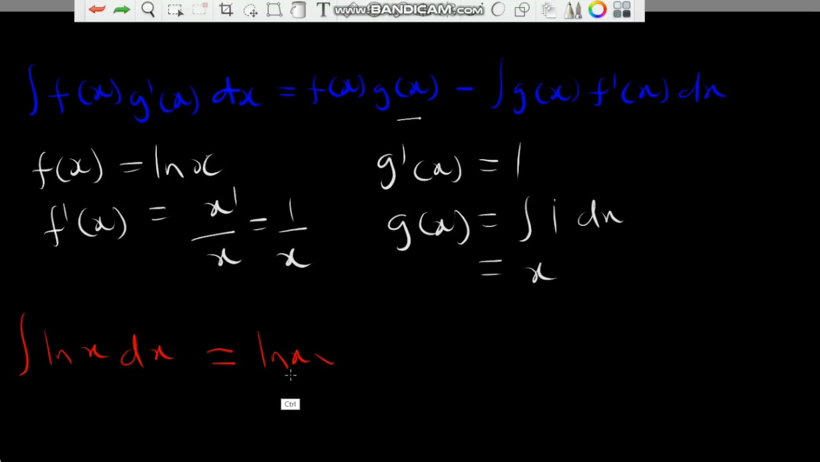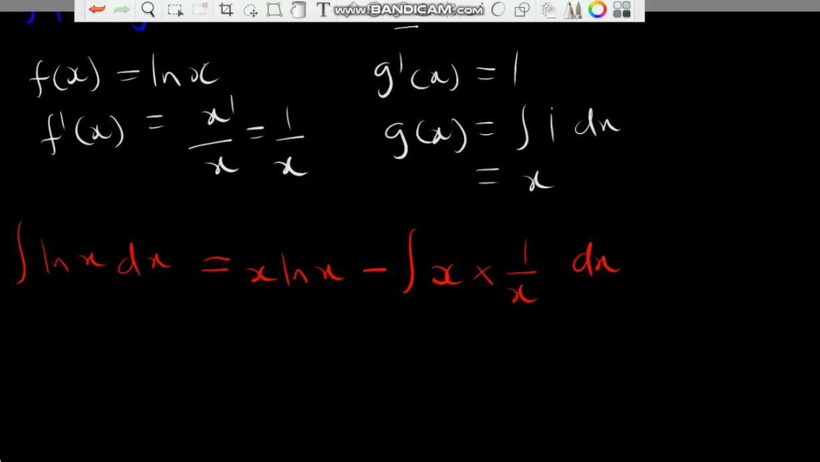Let me write this as x times the natural log of x, minus the integral of g of x, and g of x is given to be x, times f prime of x, and f prime of x is 1 over x, so that's times 1 over x dx.